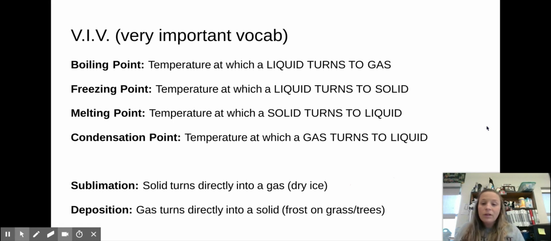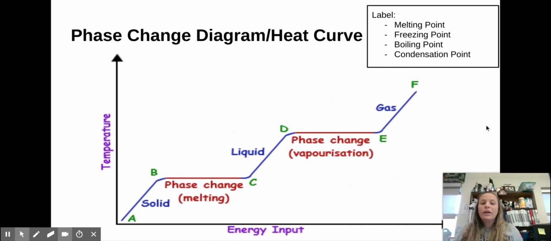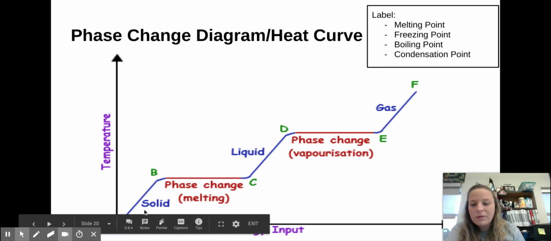Okay, so this is just a graph of all of those states of matter. Okay, so we've got 4 points that we need to label there, right up there. Melting point, freezing point, boiling point, condensation point. Now, how this works, follow my mouse here. I start off as a solid, okay? I've got temperature here. And I'm going to increase my temperature all the way up until I get to letter B.